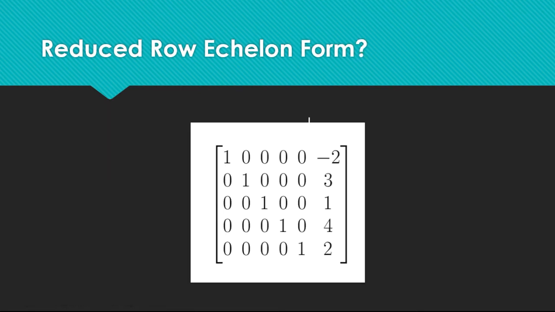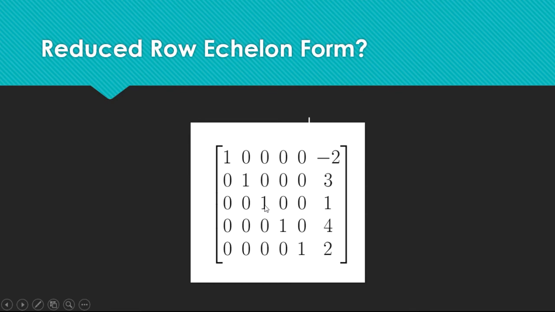So coming to the example, the first non-zero entry in the first row is 1, and below that one all the entries are 0. In the second row the leading entry is again 1, and below and above it all the entries are 0.